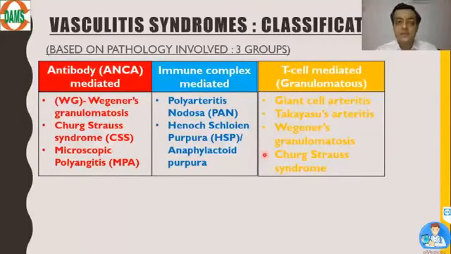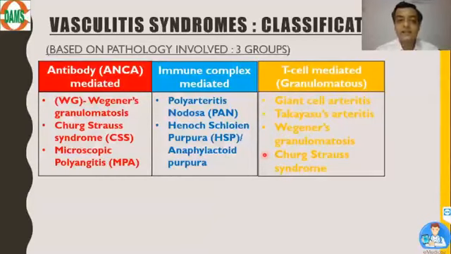So this also is an approved classification for vasculitis syndrome, though we do not use it commonly in clinical practice. It is mainly important for MCQs, because MCQs can ask statements regarding the underlying pathology. This slide will help us understand the pathology of different vasculitis syndromes. The ones which are not there are idiopathic in nature.